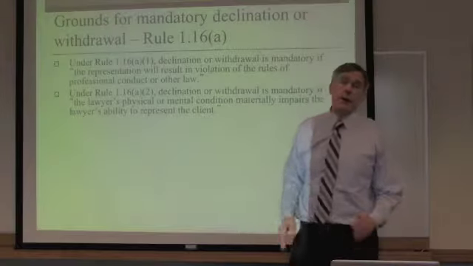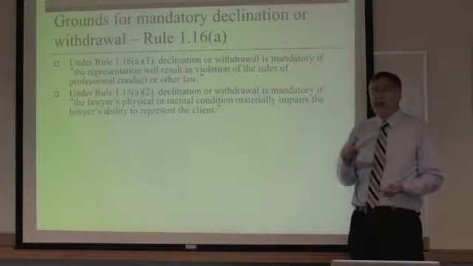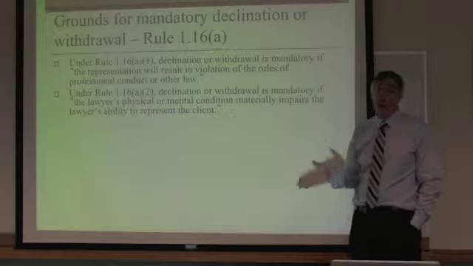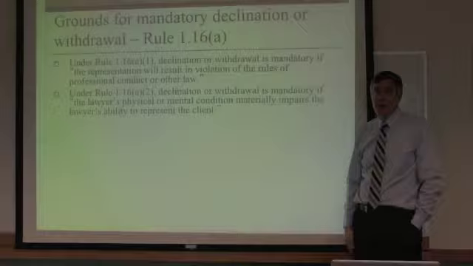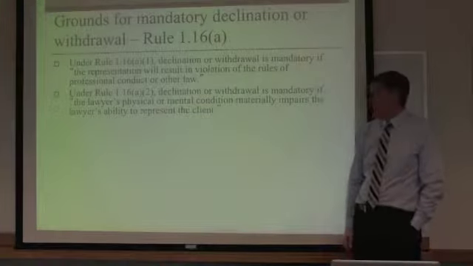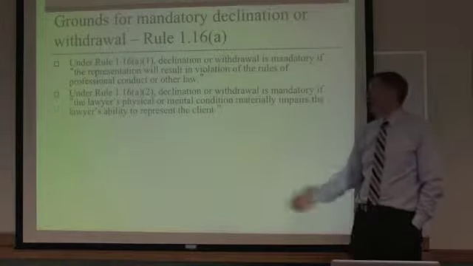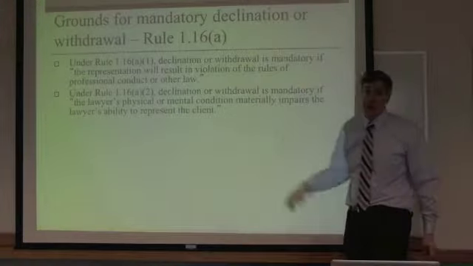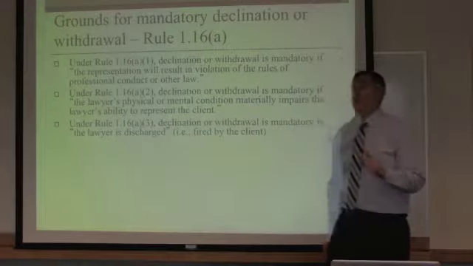Now we continue. Another ground for mandatory withdrawal is if the lawyer is debilitated, either physically or mentally, such that the lack of capacity or physical strength materially impairs the lawyer's ability to represent the client. If you're already on the case and say you have a stroke, you have to seek to withdraw. Or if you have some great physical impairment and the client comes to you and suggests, hey, I'll pay $100,000 for the following representation, you must decline if you're not physically able to do it.